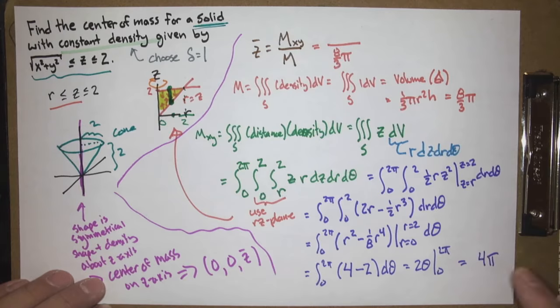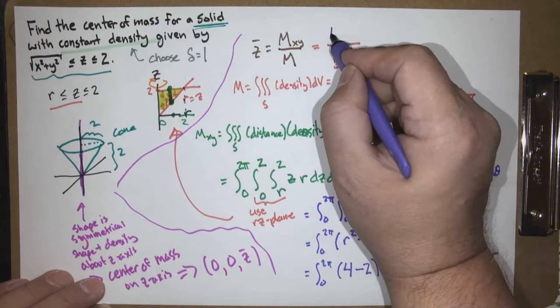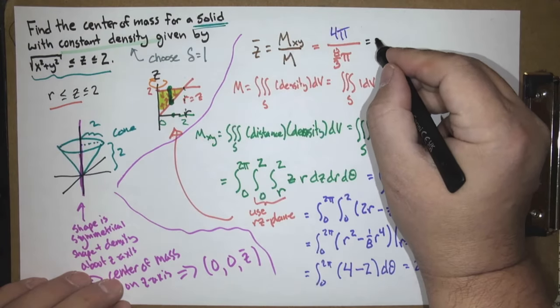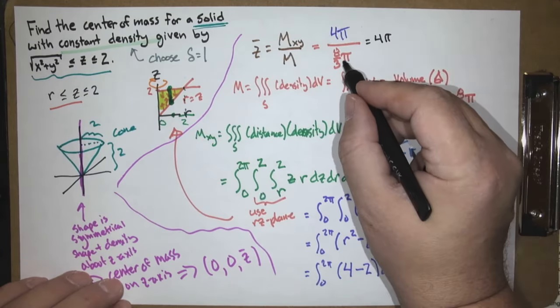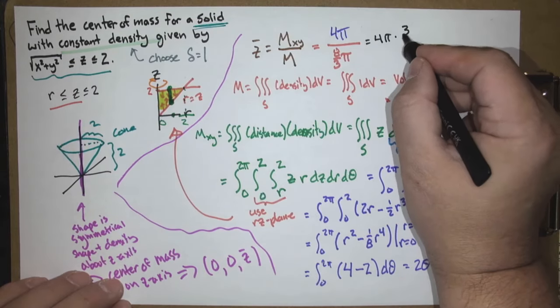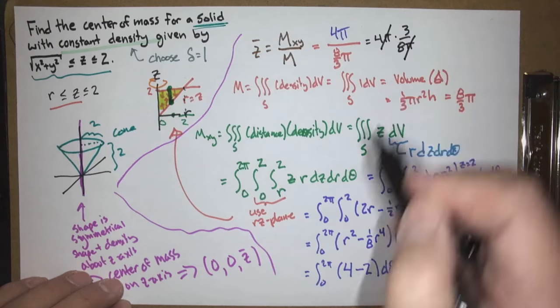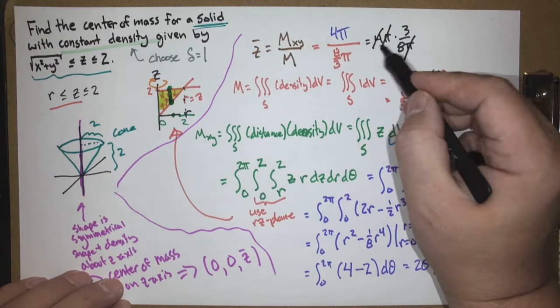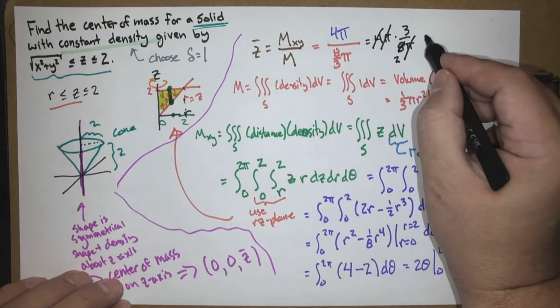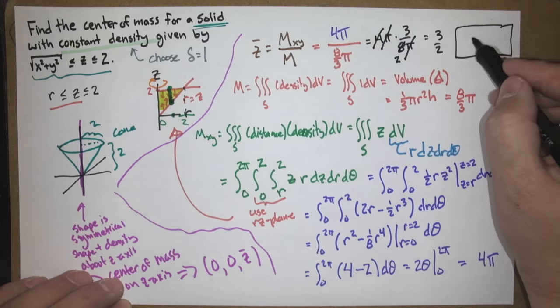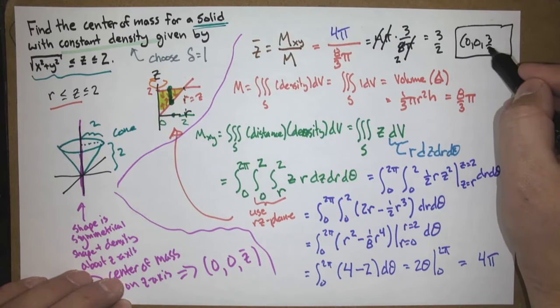Is this z bar? No. But we're close. What do we need to do? Put it up here, right? Okay, so we're almost there. This is the same as 4 pi, then we'll just flip this upside down, times 3 over 8 pi. The pi's cancel. 4 goes into 8, leaving us with 2, giving us 3/2. So our final answer is 0, 0, 3/2.